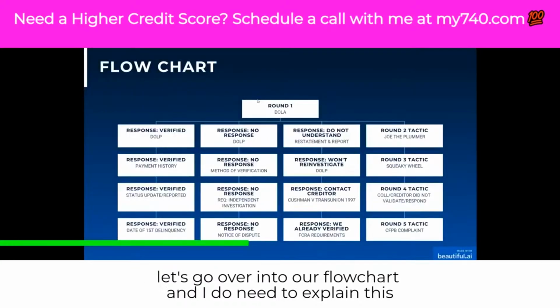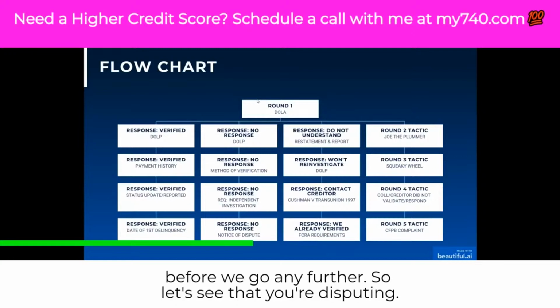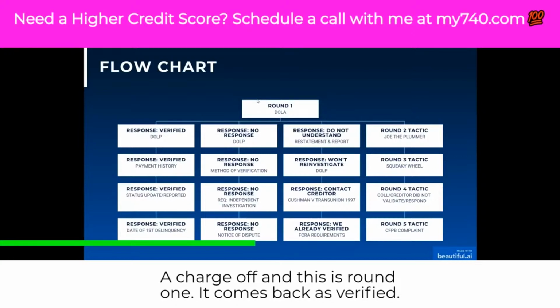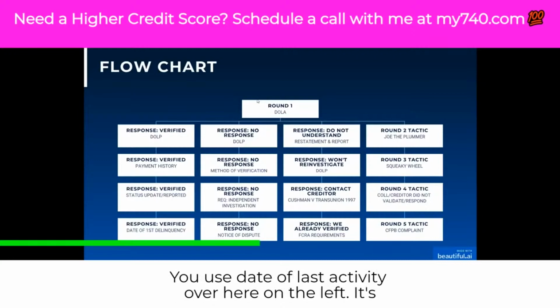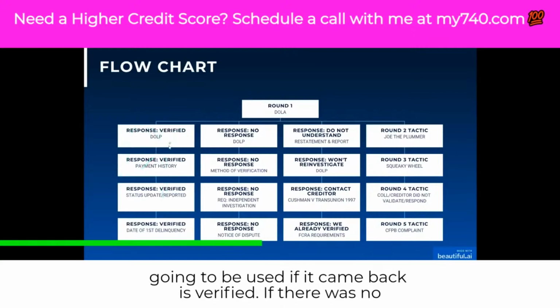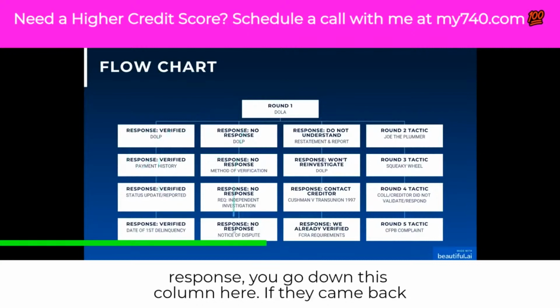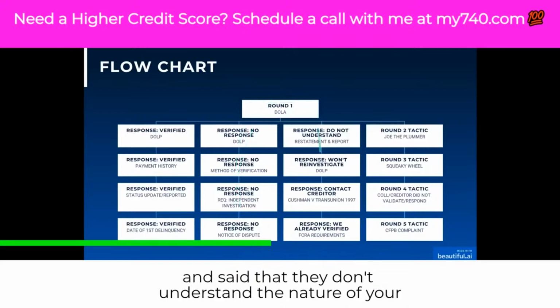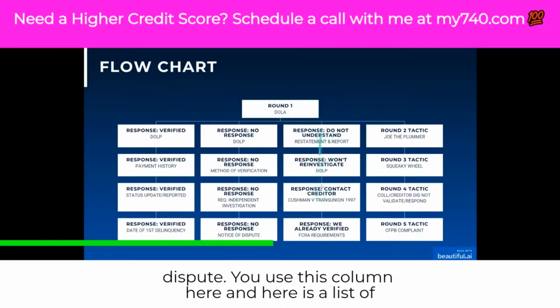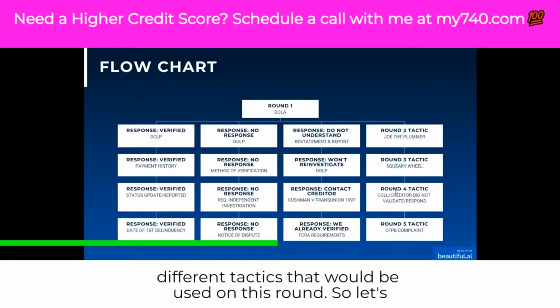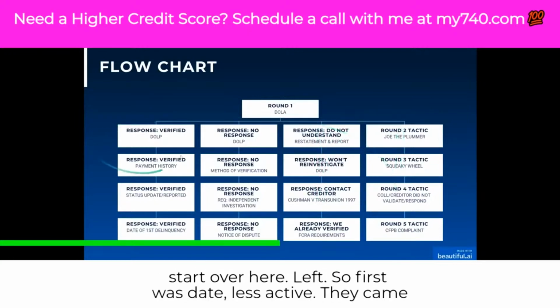All right. So let's go over into our flow chart. Now, I do need to explain this before we go any further. So let's say that you're disputing a charge off. And this is round 1. It comes back as verified. You use date of last activity. Over here on the left, it's going to be used if it came back as verified. If there was no response, you go down this column here. If they came back and said that they don't understand the nature of your dispute, you use this column here. And here is a list of different tactics that would be used on this round. So let's start over here on the left.